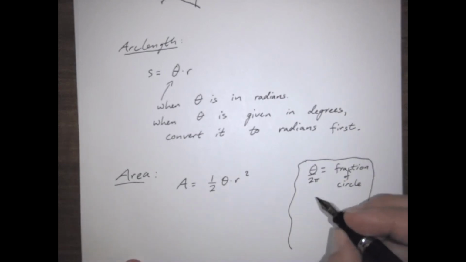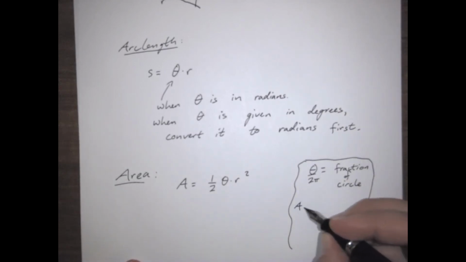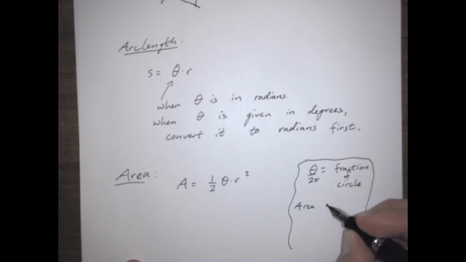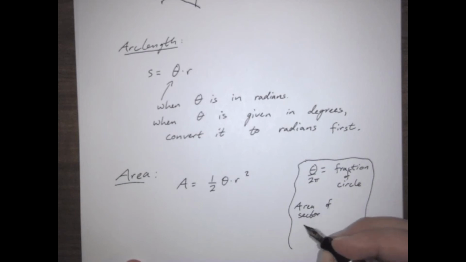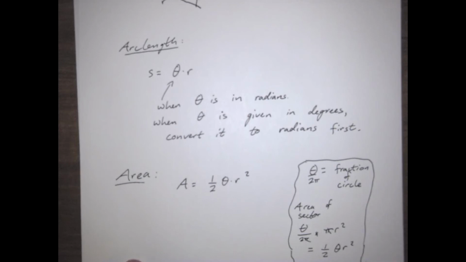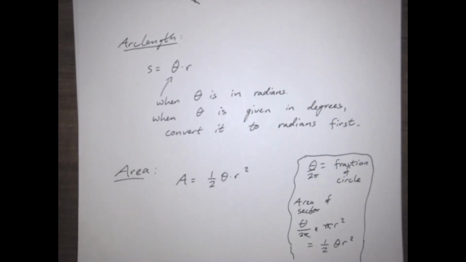and that means then that the area of the sector would be theta over 2 pi times pi r squared. And then the pi's would cancel, and you'd have just 1/2 theta r squared. So that's the line of reasoning that leads to this formula. Seems like a strange formula, but in fact, it's not as strange as it seems.